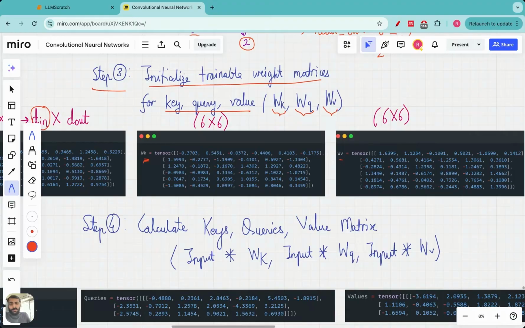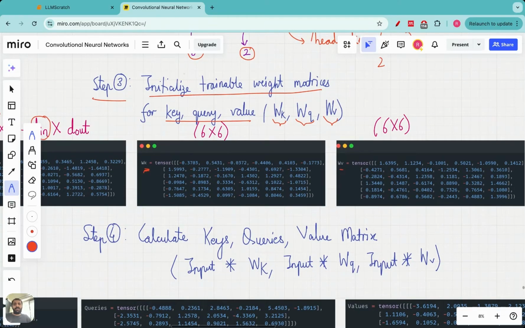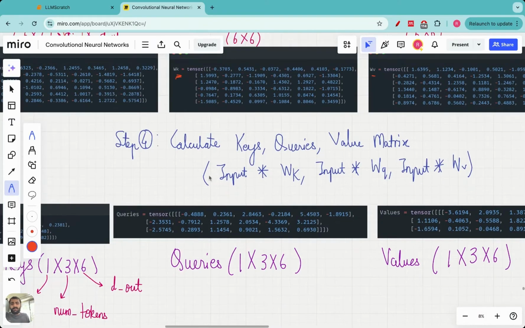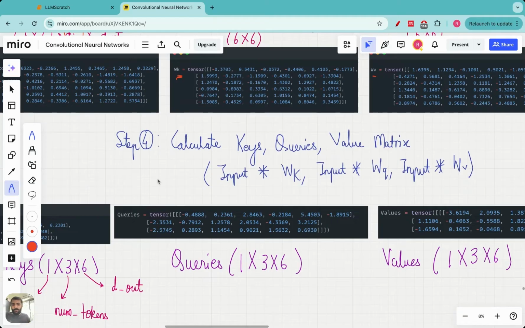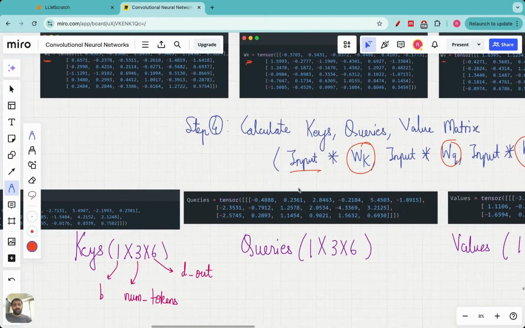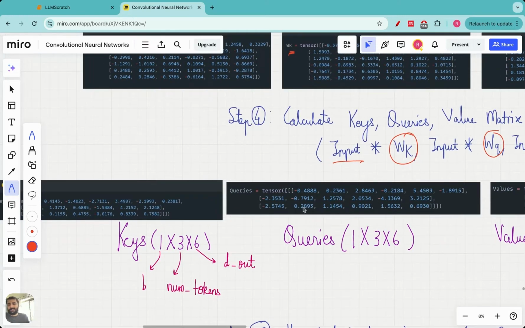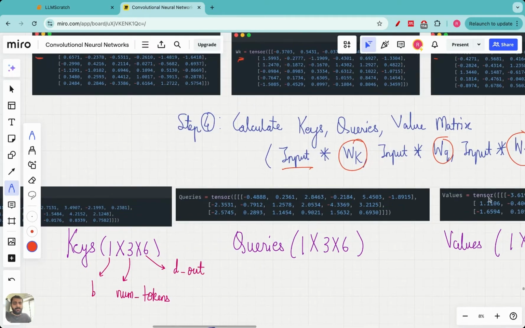All right, so up till now we have initialized these trainable weight matrices WK, WQ, and WV. Now we move to step number 4. Step number 4 is the step from which computations actually start. So we have the input now, right? And we have these matrices: the trainable keys, the trainable queries, and the trainable values. What we'll now be doing is multiplying the input with these matrices to ultimately get the keys, the queries, and the values.